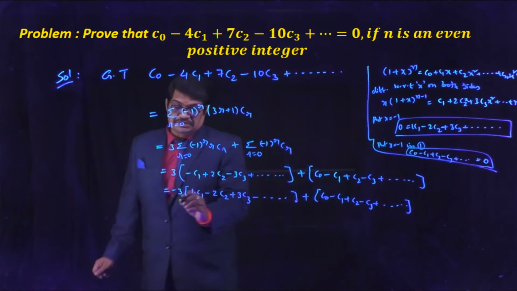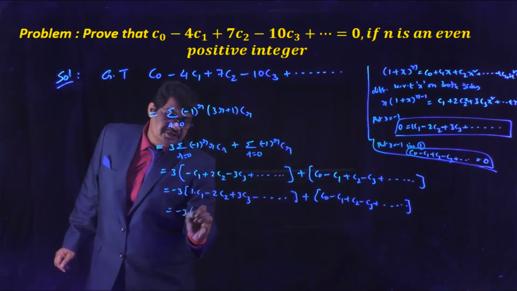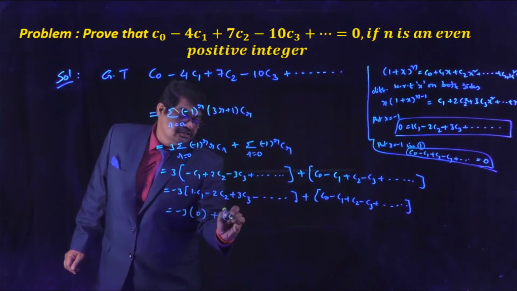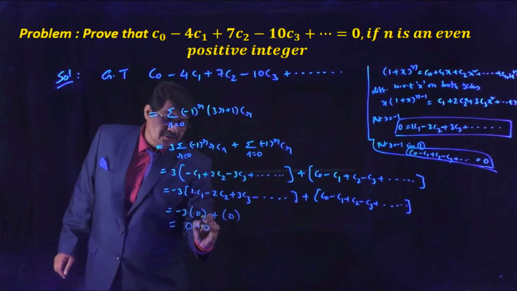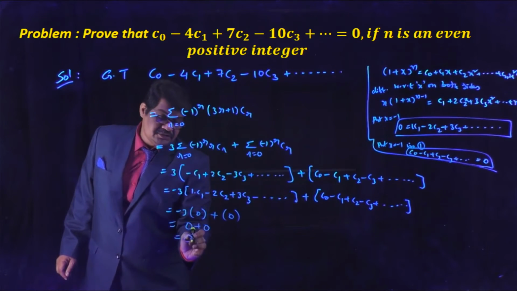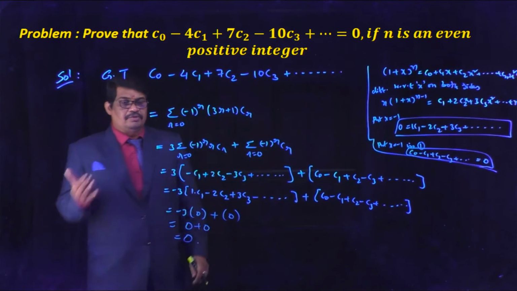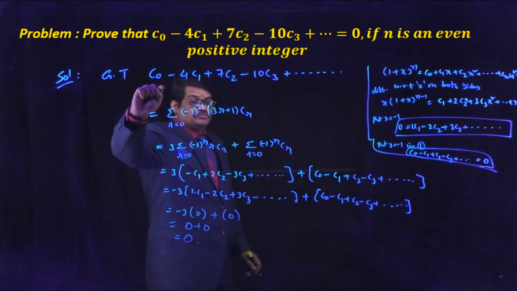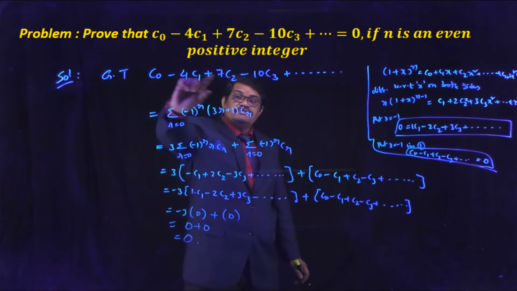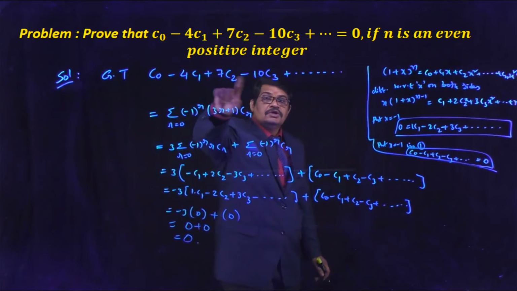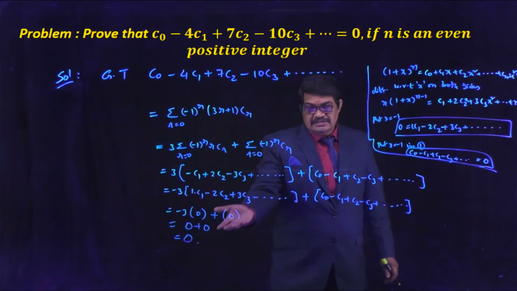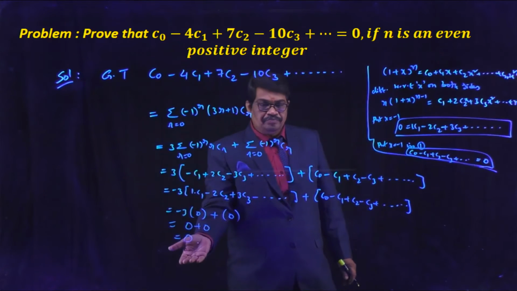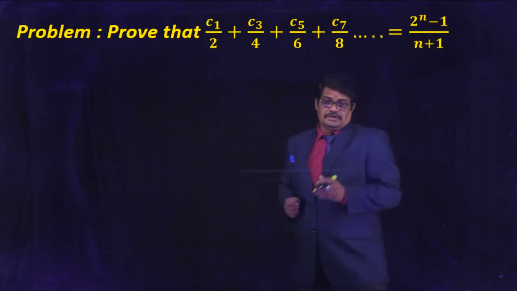Okay. So this is minus 3 into 0 plus that series also 0. So that will be 0 and 0. So this series is 0. That is our proving result. The series C0 minus 4C1 plus 7C2 minus 10C3 plus and so on, this value becomes 0. Okay, see another problem.